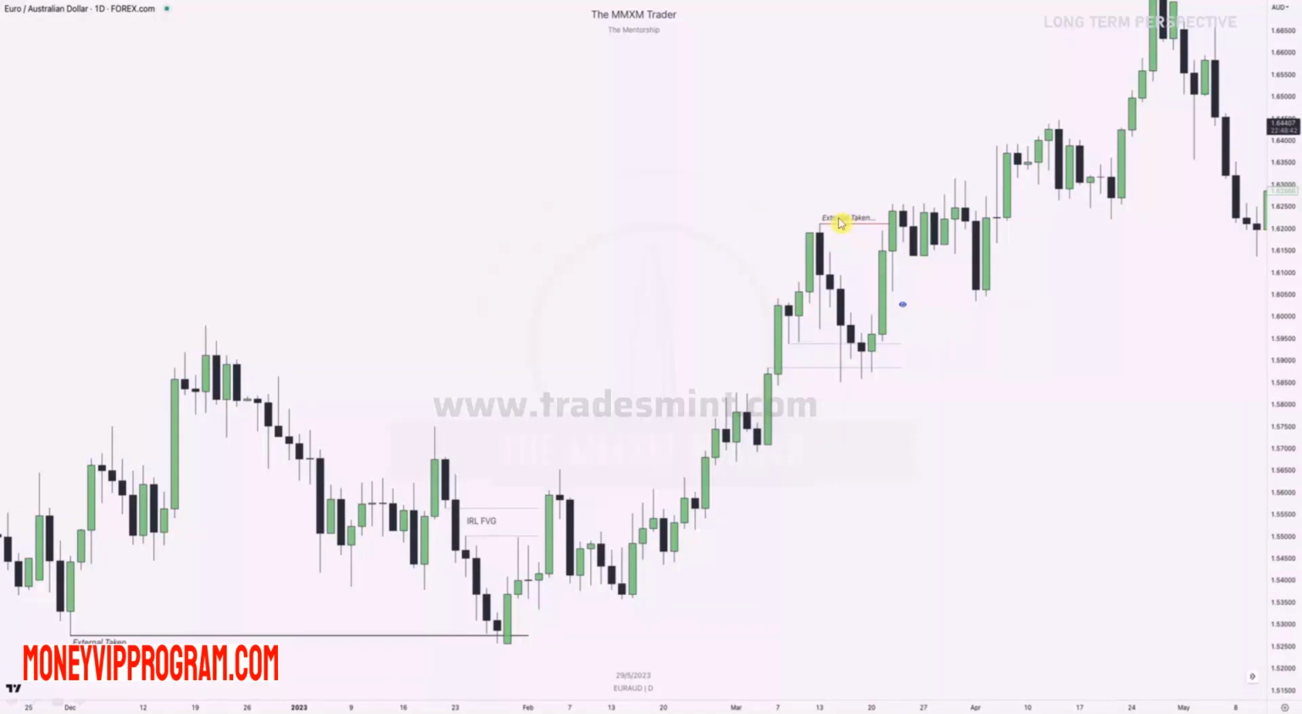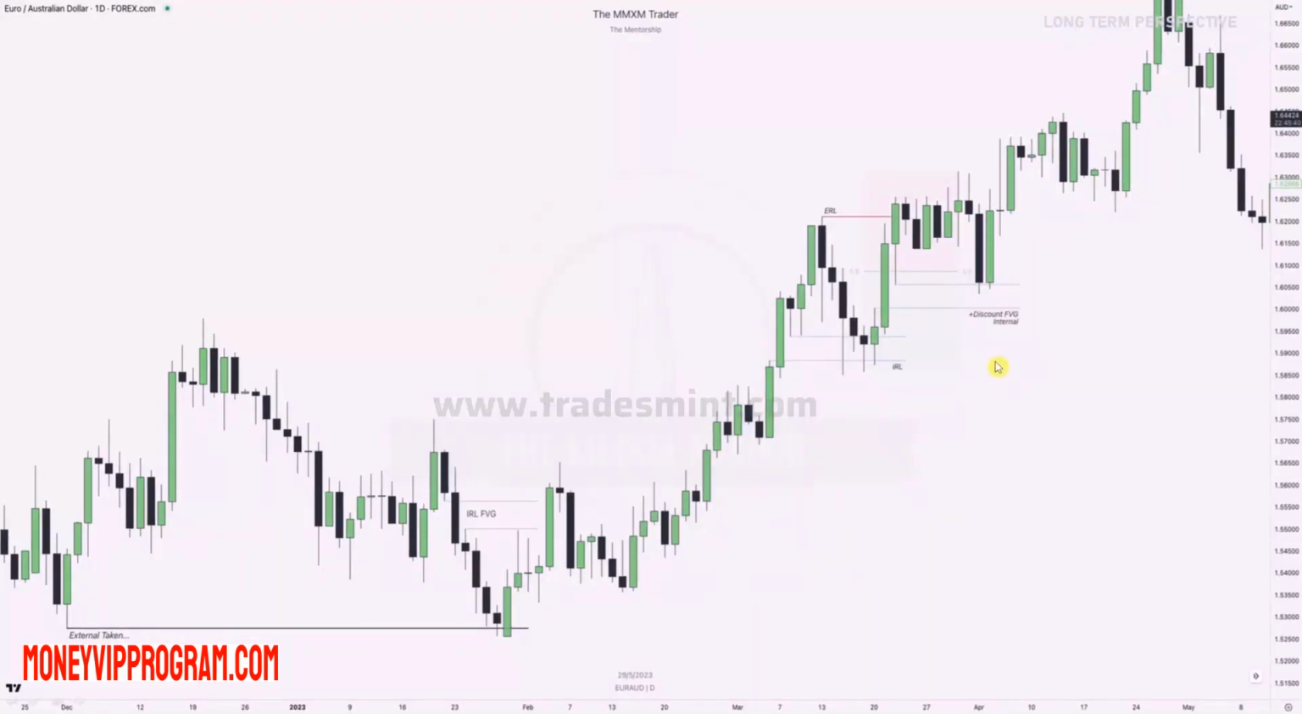So external has been taken. So now where do we want to draw into, right? Again, we go from external to internal and then from internal back to external. So internal range liquidity, this fair value gap, and might I just add, we don't know what the weekly is doing, right? And the monthly, and we don't know what the seasonal tendency is, and we can still determine our draw on liquidity this way.